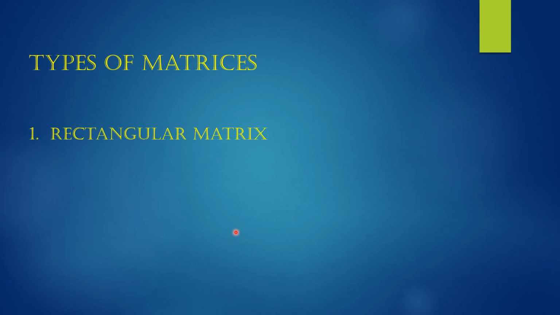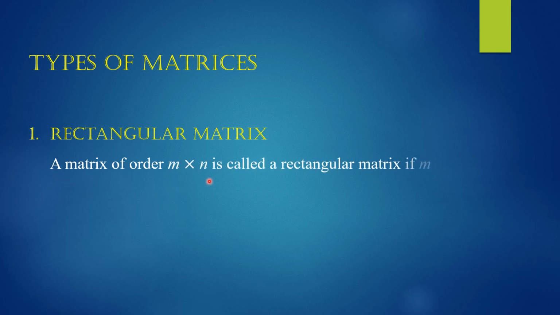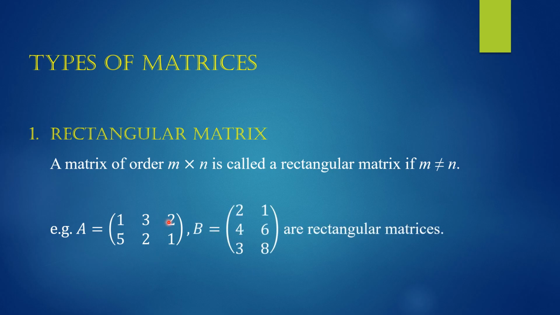You see the definition first. A matrix of order m by n, whatever the order of the matrix you are taking, does not matter. A matrix m by n is called a rectangular matrix if the row number and the column number are not equal. If they are unequal, then it is in the shape of a rectangle, and so it is known as a rectangular matrix. Let me take one example here. For example, A is equal to, you see this matrix written, 1 2 3 is the first row, 5 2 1 is the second row, and you see here the number of rows is 2, and the number of columns is 3.